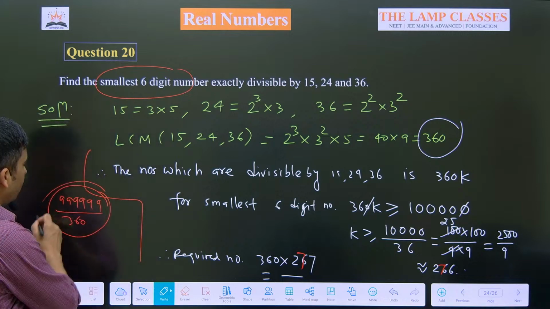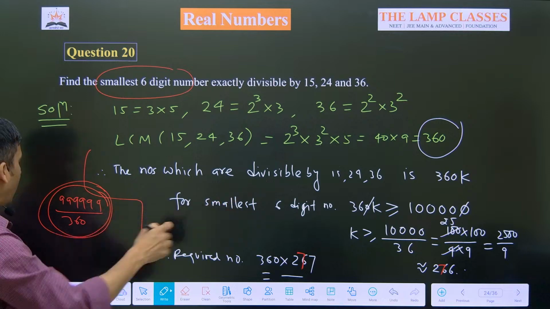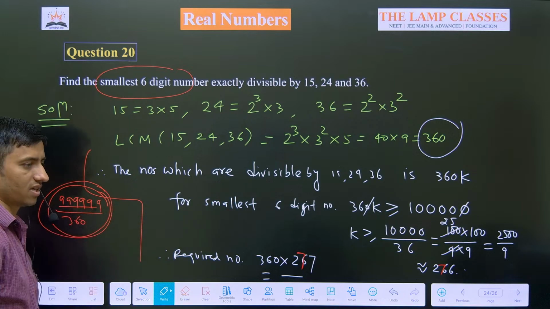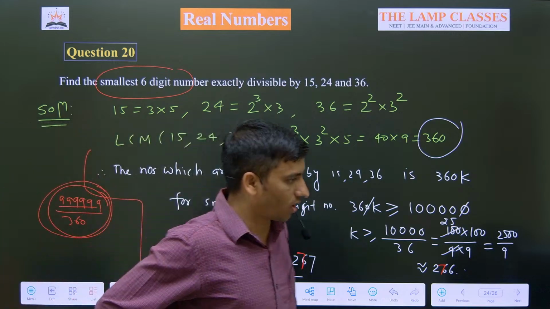Yeah, I was explaining here, what if they ask you the largest number? Then in place of taking 1 and then 5 zeros, it has to be all 6 nines, right? So just go through this concept once and solve 1 or 2 questions.